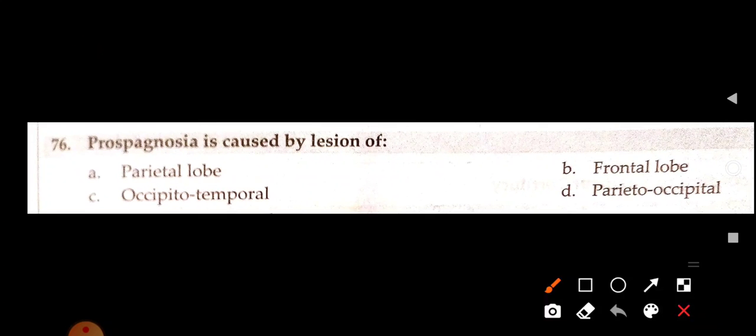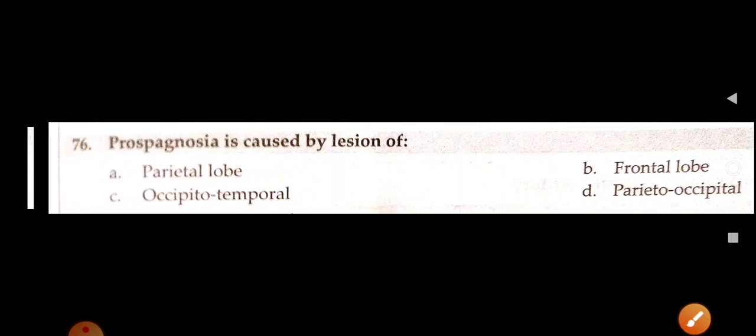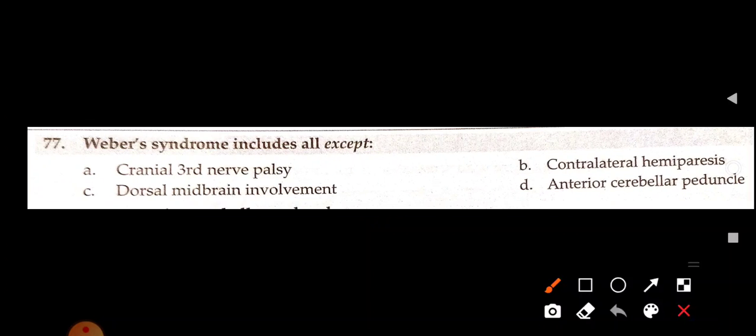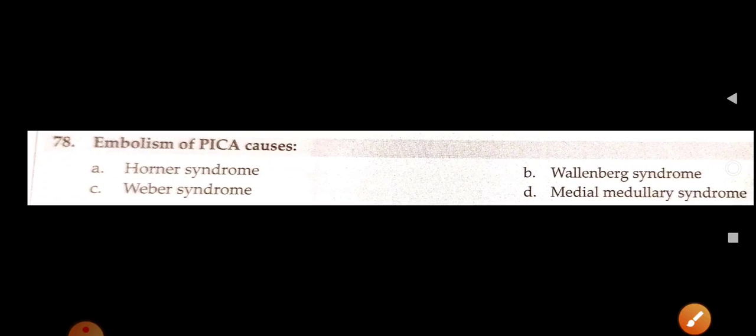Prosopagnosia is caused by lesion of the occipitotemporal region. Prosopagnosia is due to lesion in occipitotemporal. Hope it's clear. Now, Weber syndrome includes all except: cranial nerve third palsy, absolutely right. Contralateral hemiparesis, yes. Anterior cerebral peduncle involved, absolutely right. But dorsal midbrain involvement is not in Weber syndrome. Okay, hope it's clear.